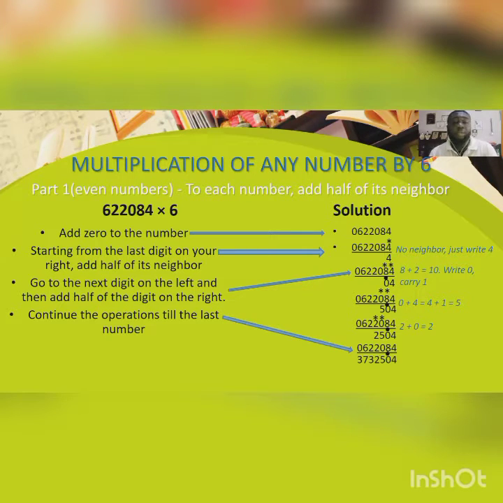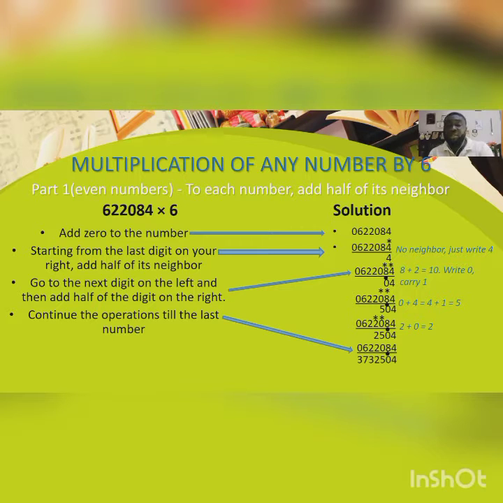Second step, starting from the last digit on your right, add half of its neighbor. The last digit on your right here is 4. There's no neighbor here, so we just put down 4. Notice that the asterisk on top of the number shows you the number that we're working on. The next step, we go to the next digit on the left and then add half of the digit on the right.